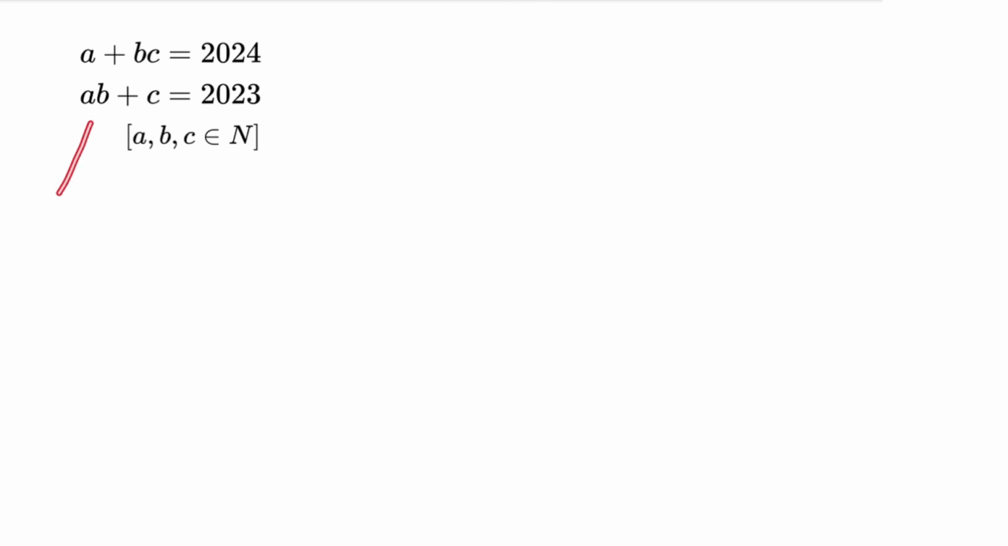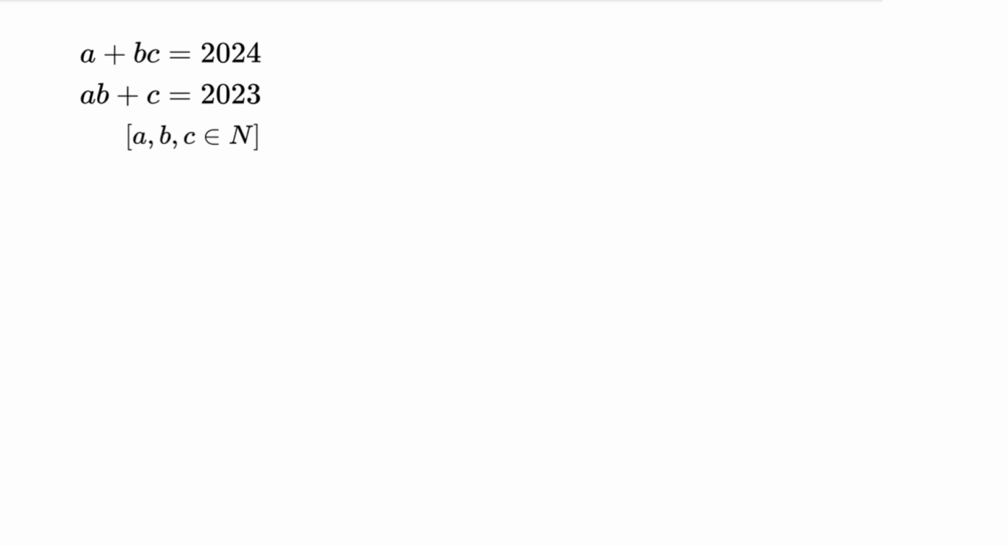All right, here's a really nice algebra puzzle. We're given two equations. First one, A + BC = 2024. Second one, AB + C = 2023. And there's one important condition: A, B, and C are all natural numbers. So, positive whole numbers only.